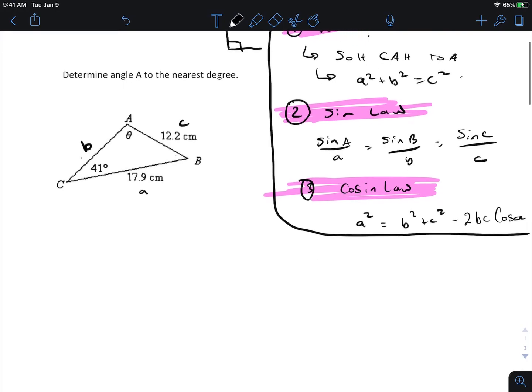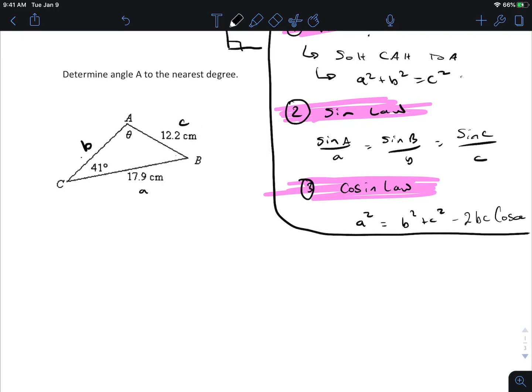Okay, so I labeled the triangle. I've got capitals for the angles and little letters for the side lengths. Do I see any 90 degrees in there? I cannot use SOHCAHTOA or a squared plus b squared equals c squared because there's no 90 degree. Let's go to the second one. Let's write down the stuff I know.